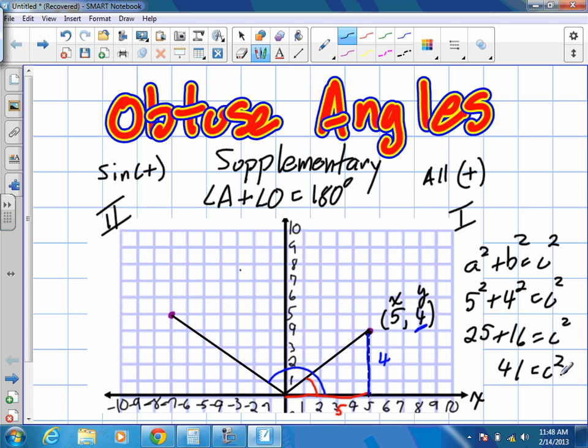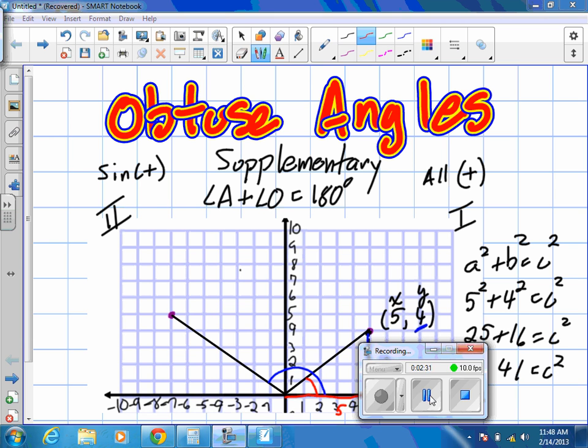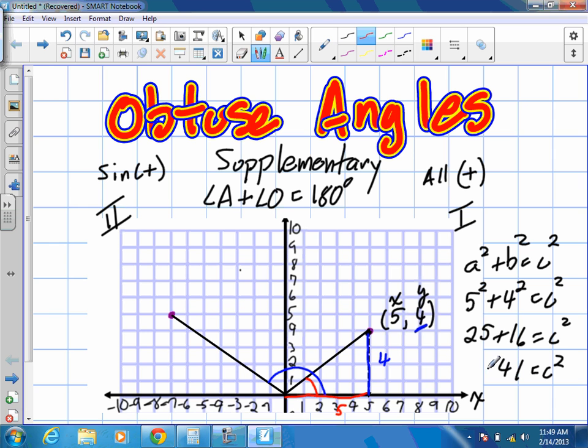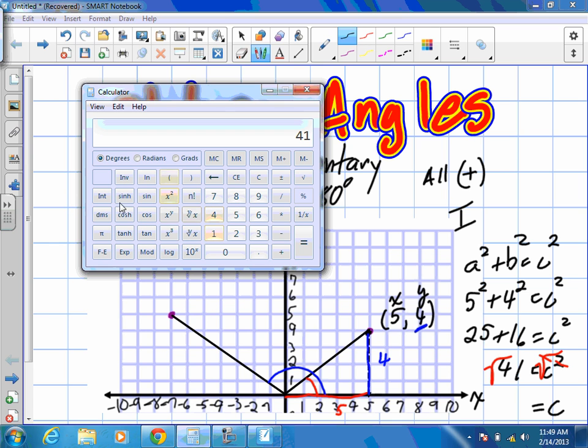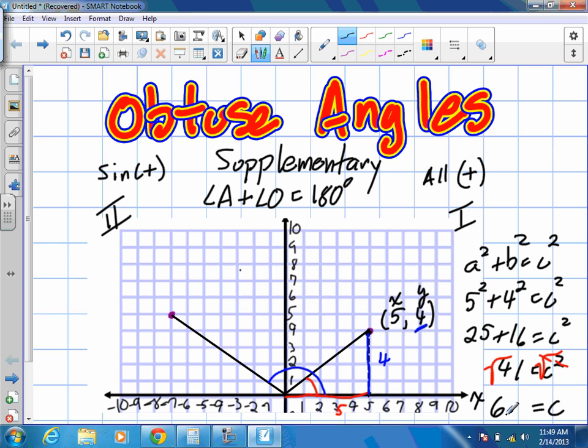Okay? Now to get c by itself, what do I need to do to both sides of that equation? Square root. Guys ready? So, like Andrew said, we have to square root both sides. When we square root the side with c, the square root and the power of 2 will cancel out. And we're left with the square root of 41, so I'm going to have to put that in our calculator here. 41, what's the square root button? Oh, there it is. 6.4, we'll say. So, in other words, the hypotenuse of this is 6.4.